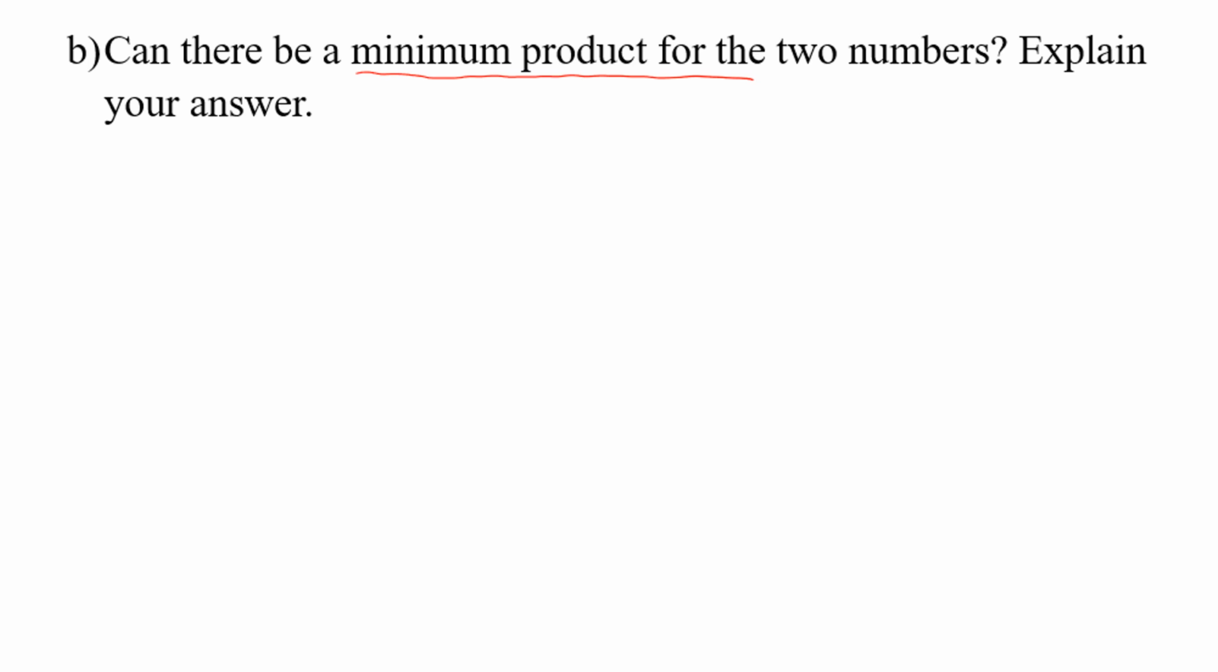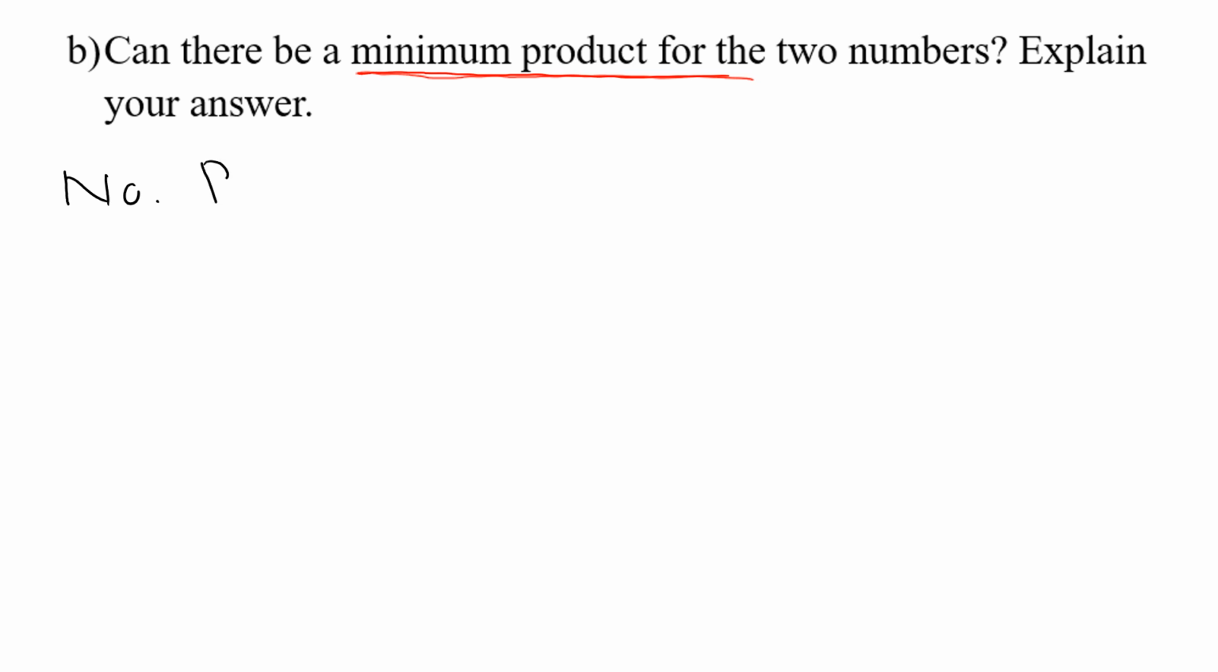The second part of the problem is asking, can there be a minimum product for the two numbers? So asking whether there is a minimum product that can happen. The short answer is no. This is how you see it: you can pick a very large positive number and another negative number, so that the sum is 20 and the product is a really large negative. This is how we see it.